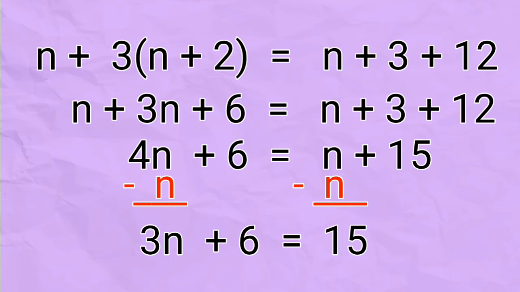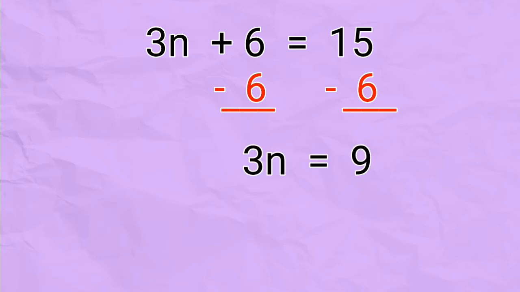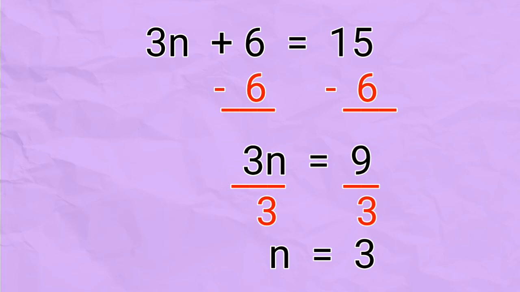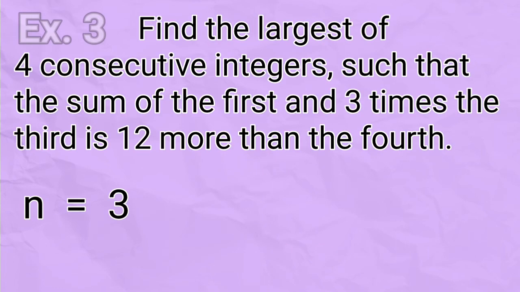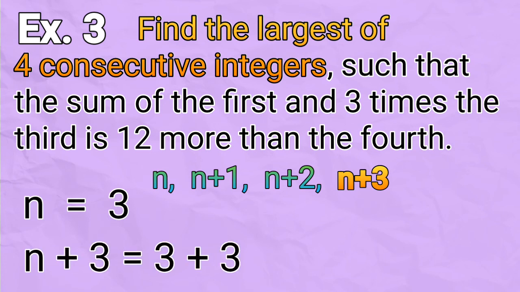Now, to get n all alone, we'll subtract 6 from both sides of the equation. We have 3n equals 9. Now we just have to divide both sides by 3. And we get n equals 3. So we've solved for n, but our problem wants us to find the largest of 4 consecutive integers. So the largest is n plus 3. So since n is 3, n plus 3 will equal 3 plus 3, which is 6. And that's it. We're done.